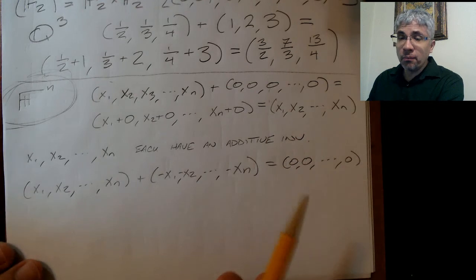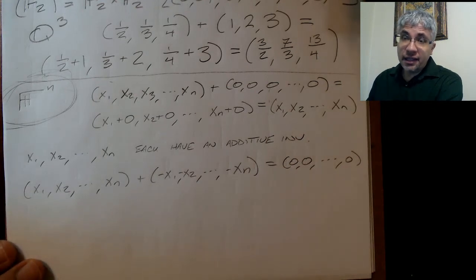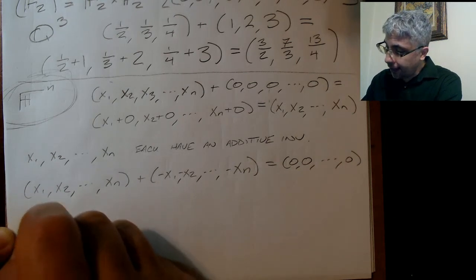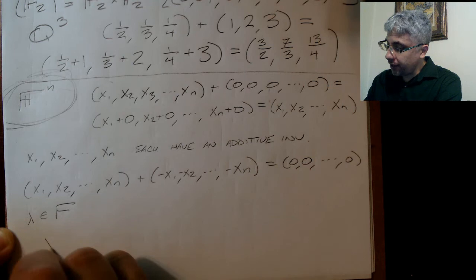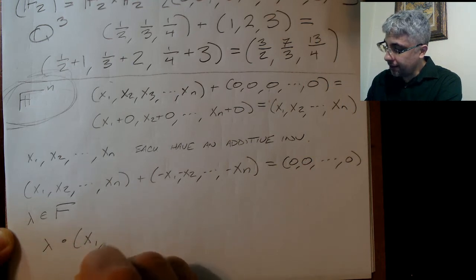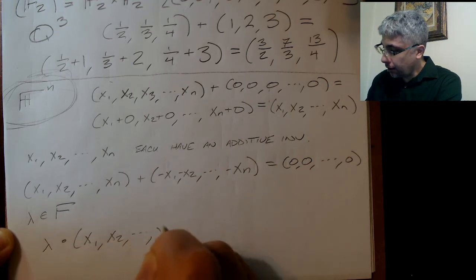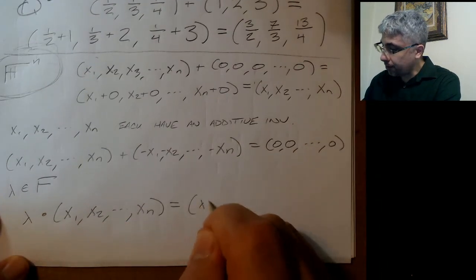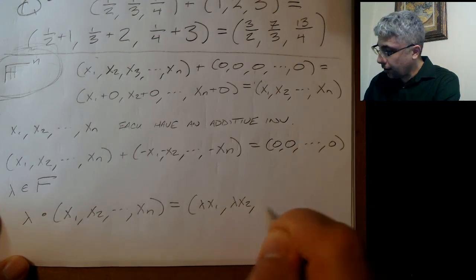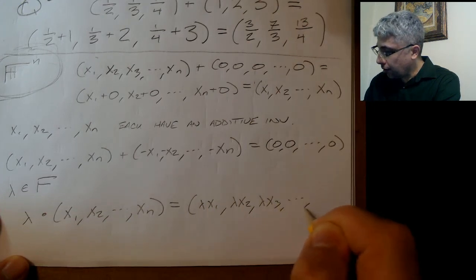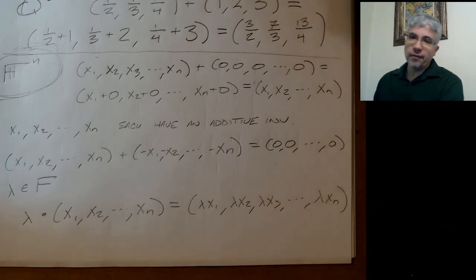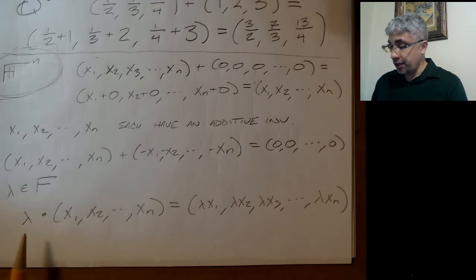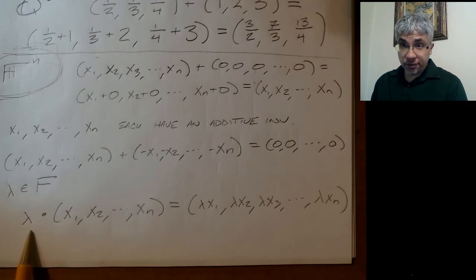We're going to want to be able to multiply a list by an element of the field. So for example, if I have a lambda in F, I could define lambda times this list, and I could say, okay, what is it going to be? Well, I'm just going to apply it everywhere. So I apply it to each of the elements. So that's an operation.